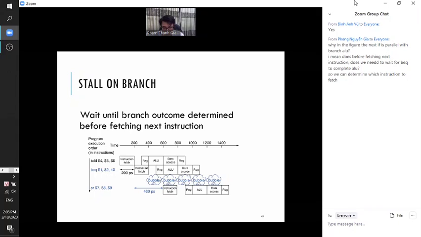Yes, it is with the pipeline instructions. We need to wait until the branch outcome to determine the next instructions. So in this example, even if the instruction is fetched, the instruction is read, but maybe it becomes removed. It will be removed after the ALU is finished.